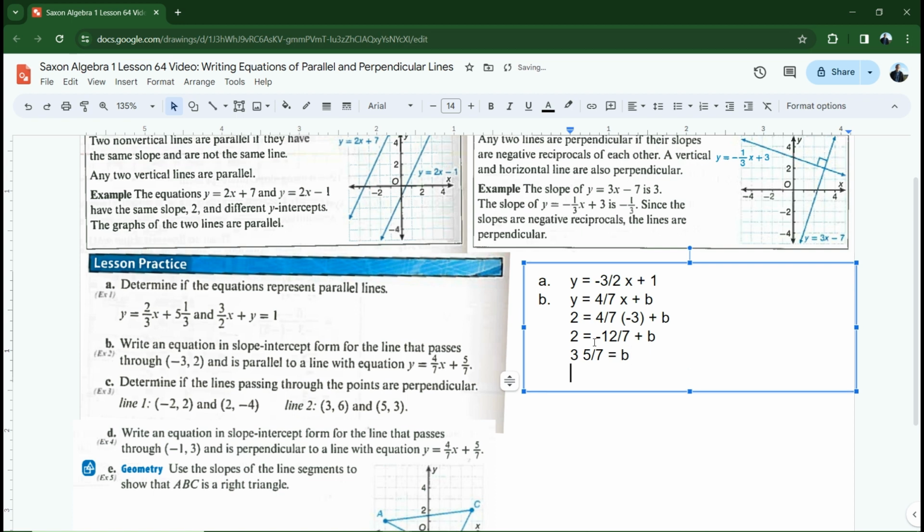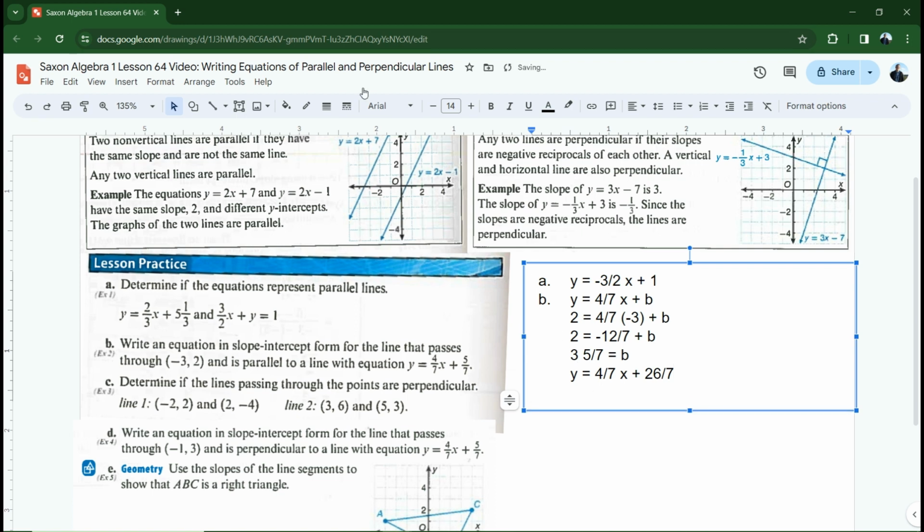So now my equation for the line that's parallel to this line, but passes through the point (-3, 2), is y = 4/7 x, with the right slope, and the right y-intercept, plus 3 and 5/7. I'm just going to make that 26/7 as an improper fraction for clarity there. And that's my answer. All right.